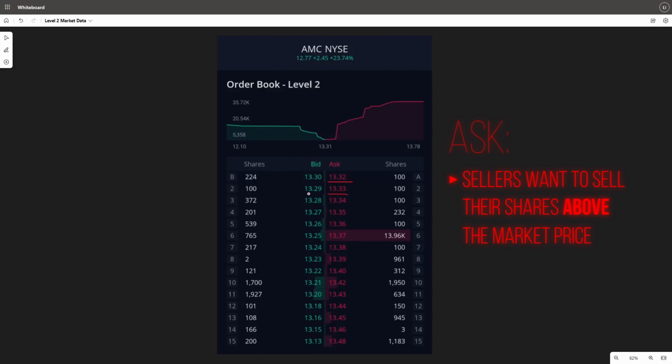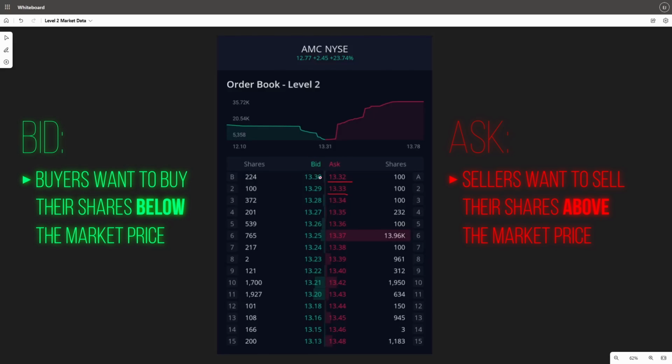For the bid, people want to buy it below the market price. People want to get a better deal on their shares when they're trying to buy in. People want to buy it at $13, $12, or $11. They don't want to buy their shares at $15 if the stock is at 13. And vice versa, for the people who are selling the shares on the ask side, they want to sell their shares for $13 or $14, $15 so then they can make the most money out of their stock when they're selling.